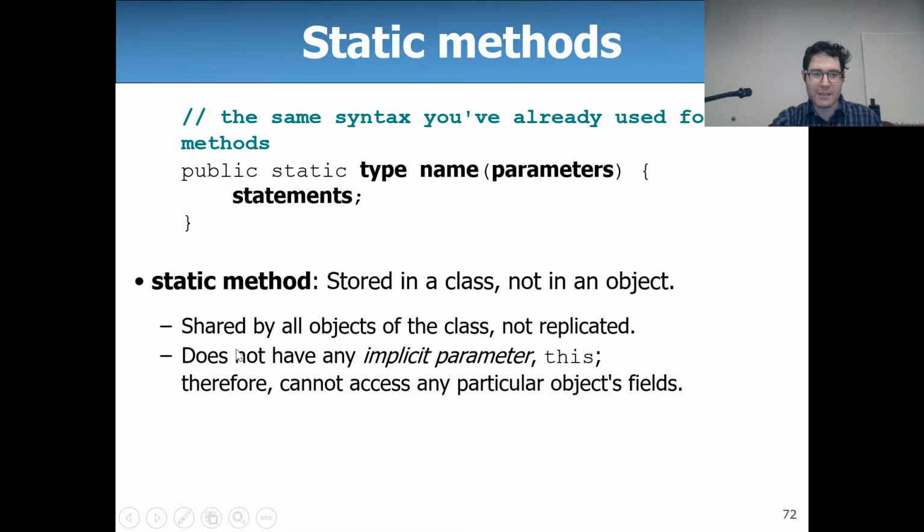So static methods are shared by all objects. They don't get copied into each individual object, and they don't have any implicit parameters. They don't have any individual fields. They don't have any instance variables. So static methods cannot work with instance variables. Other way around, though, instance methods and variables can totally work with statics.